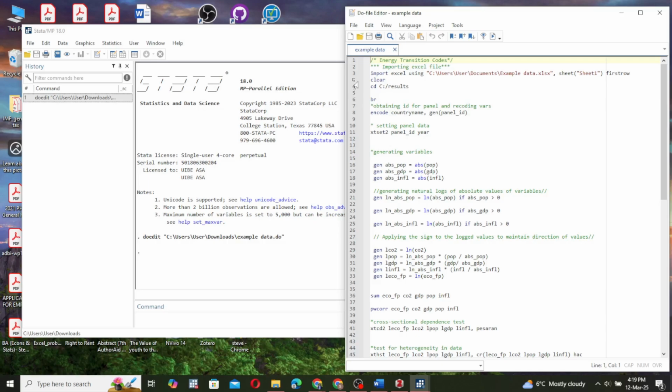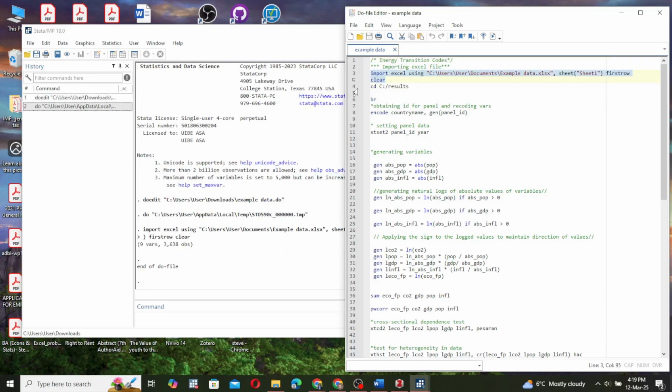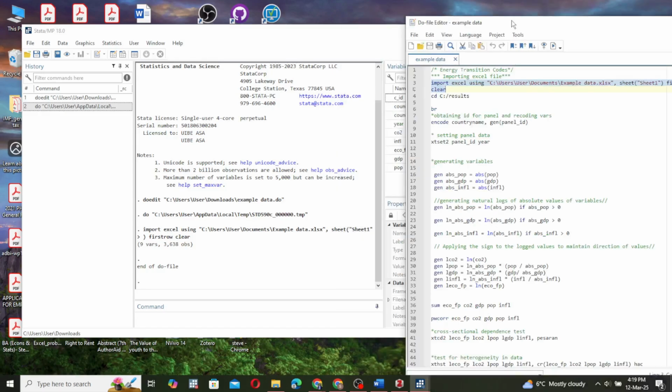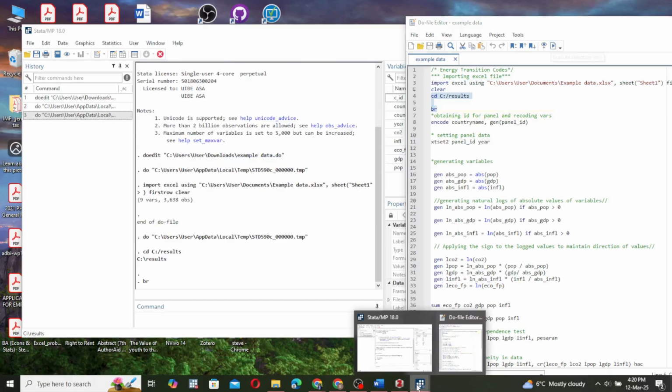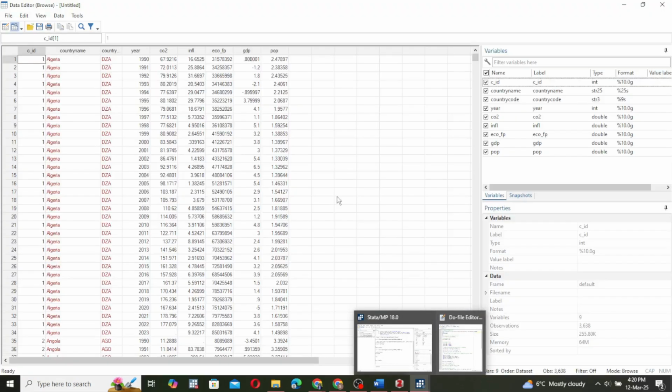So I'm going to first and foremost import my data. And you have it there. Let's browse the data and see what it entails. Alright, so the data includes variables such as carbon dioxide, inflation, ecological footprint, GDP, population growth, which come from sources such as the WDI and then the Global Footprint Network.